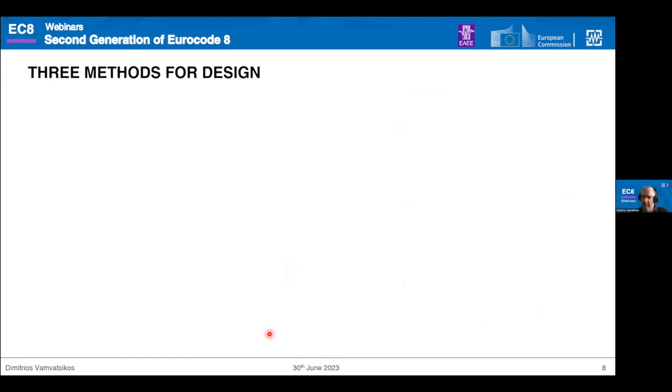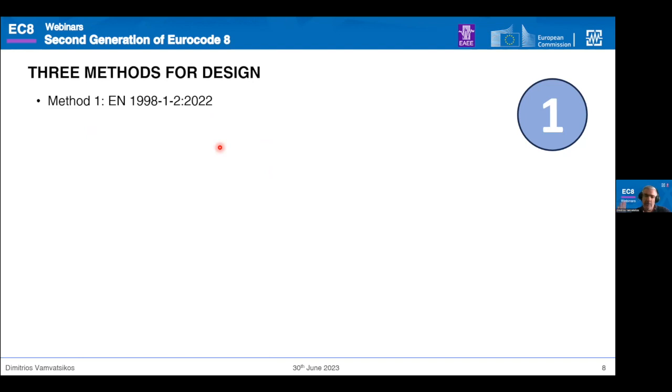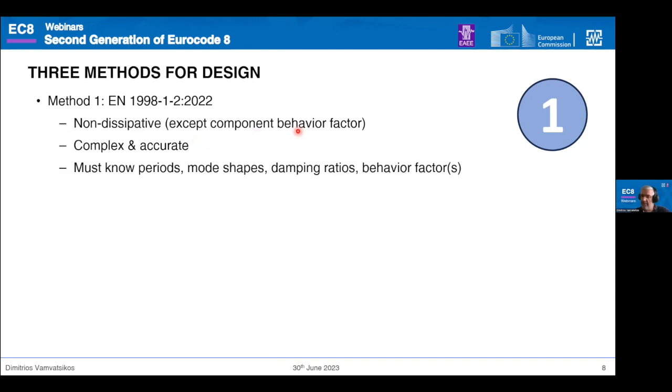Now, here are the three methods we are proposing for design here. Method one is essentially what Eurocode 8 part 1 says. It's the one that is already in there. It's non-dissipative, except there is a little bit of a component behavior factor that you can include by roughly taking account of the component and its anchorage being able to dissipate a bit of energy by going inelastic. It's kind of complex, but it's also quite accurate in the sense that if you know periods, mode shapes, if you know everything, it actually gives you really good results, and I'll show you an example later on.